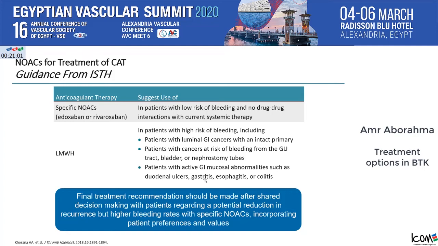They say edoxaban and rivaroxaban can be used for the treatment of VTE in cancer with low risk of bleeding and no drug-drug interaction. But low molecular weight heparin is preferred in patients with high risk of bleeding, like patients with luminal GI cancer and intact primary, patients with cancer of the genitourinary system or bladder, and patients with active GIT mucosal abnormalities such as duodenal ulcer, gastritis, esophagitis, and so on.